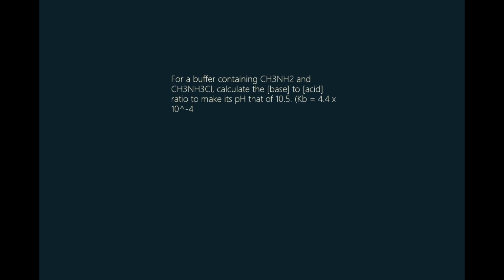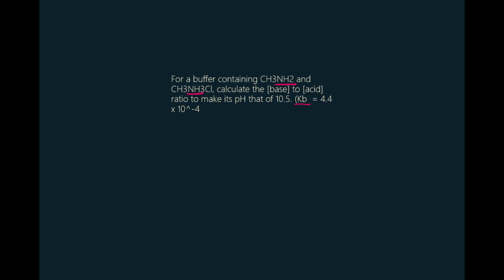So let's do a problem. For a buffer containing CH3NH2 and CH3NH3Cl, calculate the base to acid ratio to make its pH 10.5, and the Kb is given to us. So since we're given the Kb, it means that we're dealing with a weak base, and we know the difference between these two buffer molecules is that one has one more hydrogen than the other.